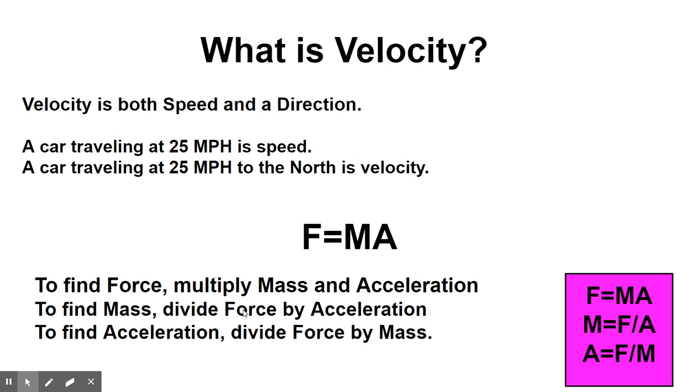You'll again have to know what velocity means. Remember that velocity is both speed and a direction. A car traveling at 25 miles per hour is its speed, but a car traveling at 25 miles per hour to the north is its velocity. Okay, so if a car goes 25 miles per hour to the north and then switches to the south, then its velocity changed, therefore that's acceleration. If the car was doing 25 miles per hour to the north and sped up to 35 miles per hour to the north, that is also acceleration because its velocity changed. So acceleration, remember, can be a change in either the speed or the direction of an object.